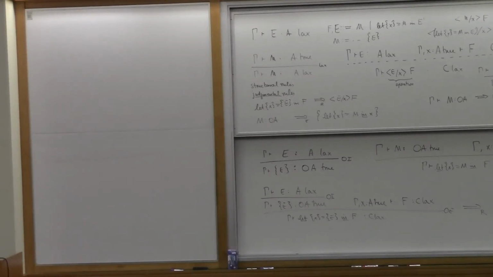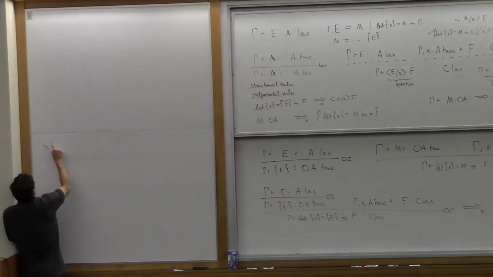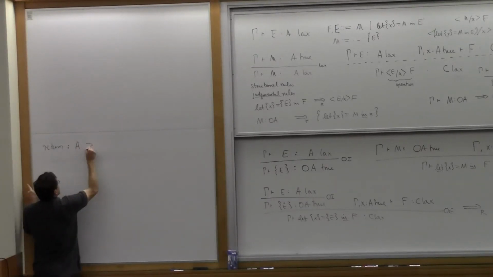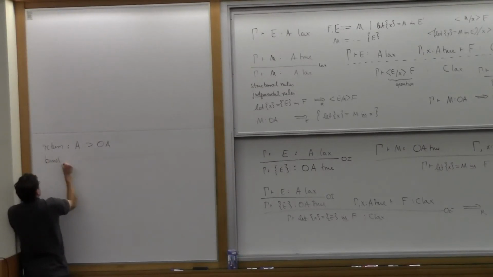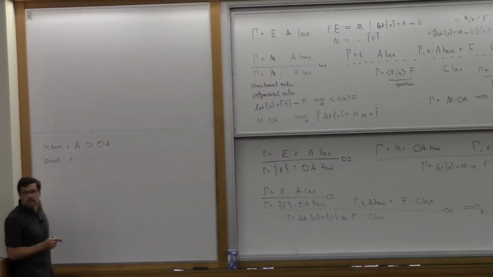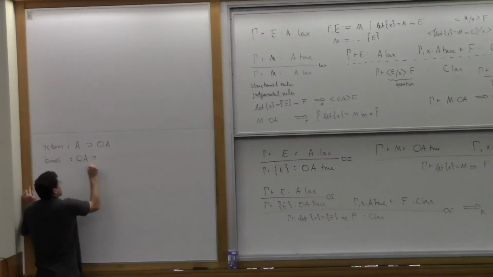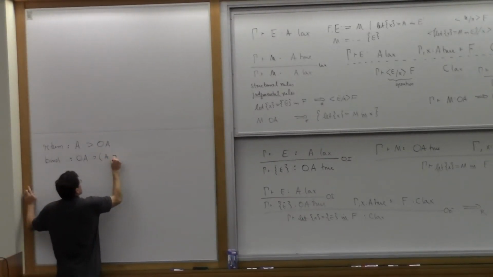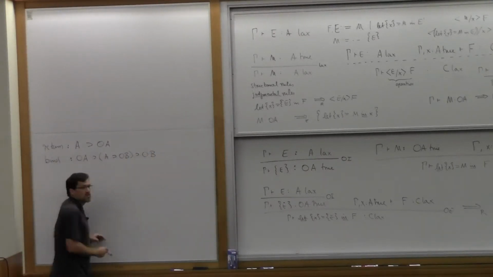Yeah? Return and bind. Okay. So return has type A arrow circle A, and bind has type circle A arrow (A arrow circle B) arrow circle B. Okay, those are the two things.